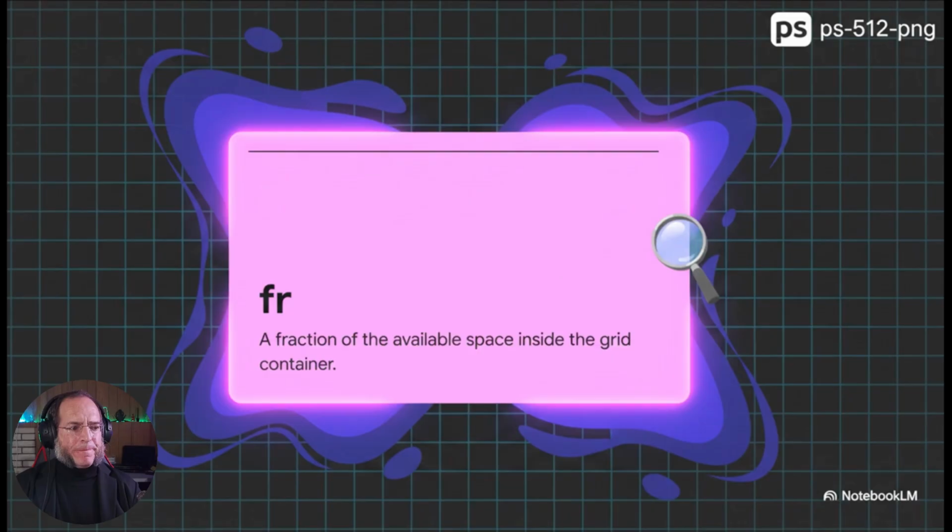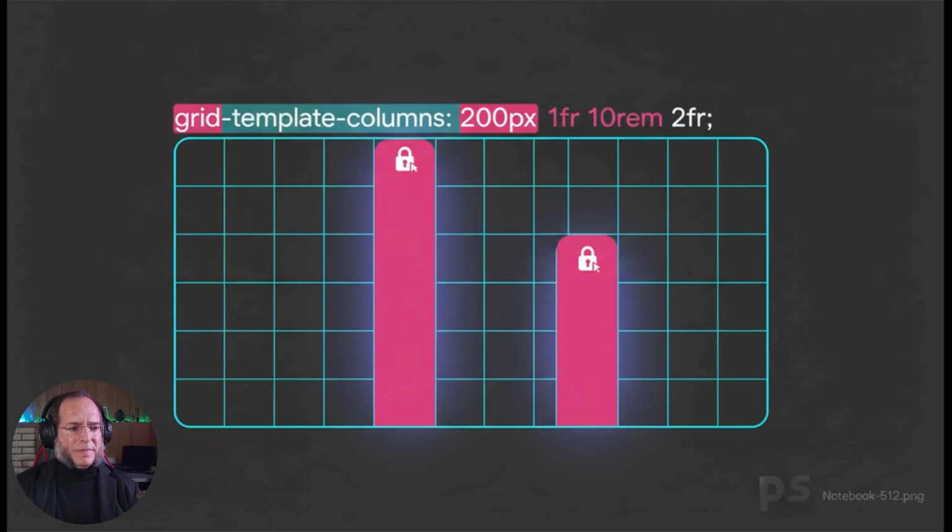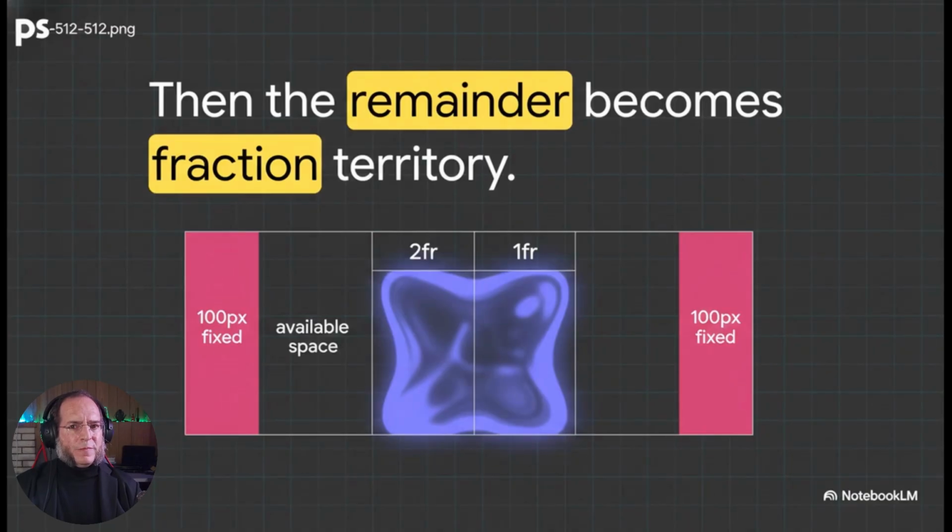And here it is, the FR unit. It stands for fraction, but here's the key. It's a fraction of the available space. That little detail, that's the secret sauce. So, how does it actually work? It's actually pretty simple. First, Grid looks at all your fixed size stuff, your pixels, your rems, and it just locks those in. It takes care of all the inflexible things first. Then, and only then, it looks at whatever space is left over. That's the playground for our FR units. Grid just divides that remaining space between them. It's smart, it's automatic, and it saves you a massive headache.